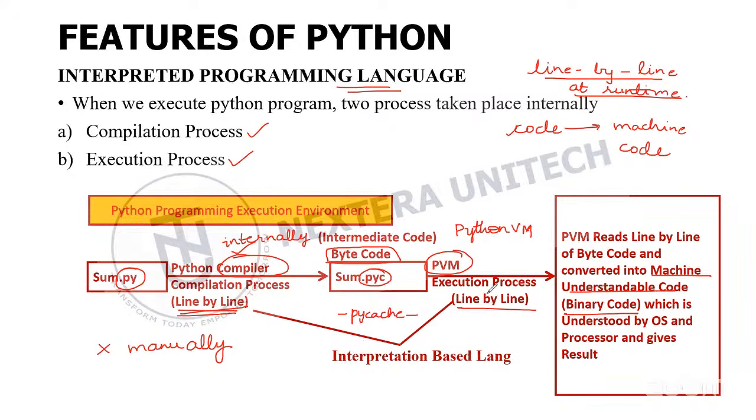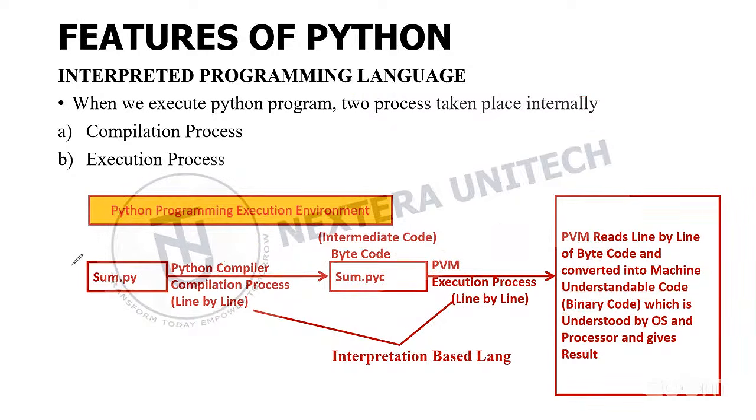And then your execution phase. In this, your Python virtual machine will read your bytecode, that is the .pyc file, and it will execute the bytecode line by line and convert it into machine understandable code or binary code. And then this binary code, which will be understood by your OS and your processor, will execute your code and give the correct, appropriate result.